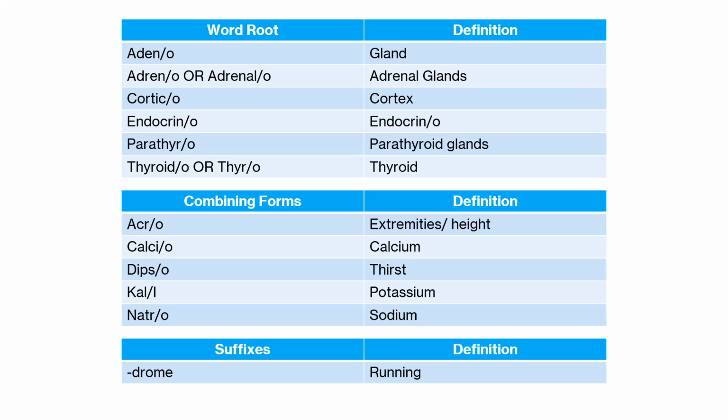Someone who has, for example, diabetes that's uncontrolled, or potentially hyperaldosteronism, would have what's called polydipsia. We see the combining form here, dipso, which means thirst.